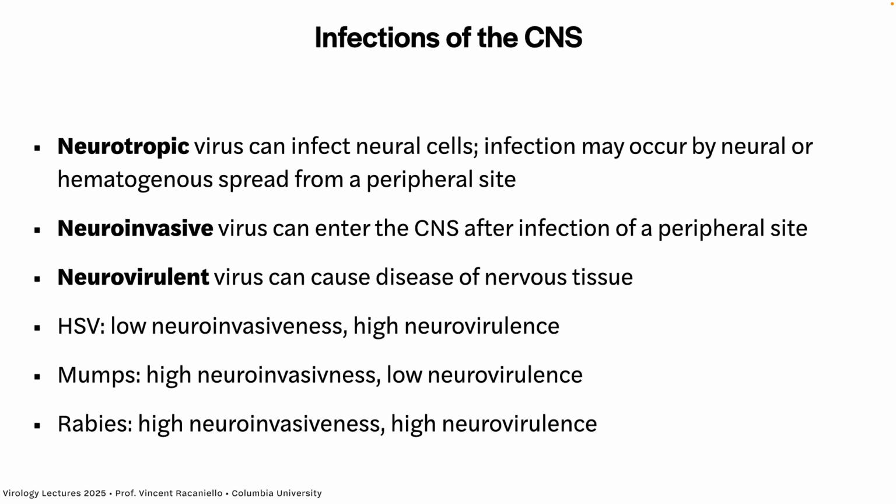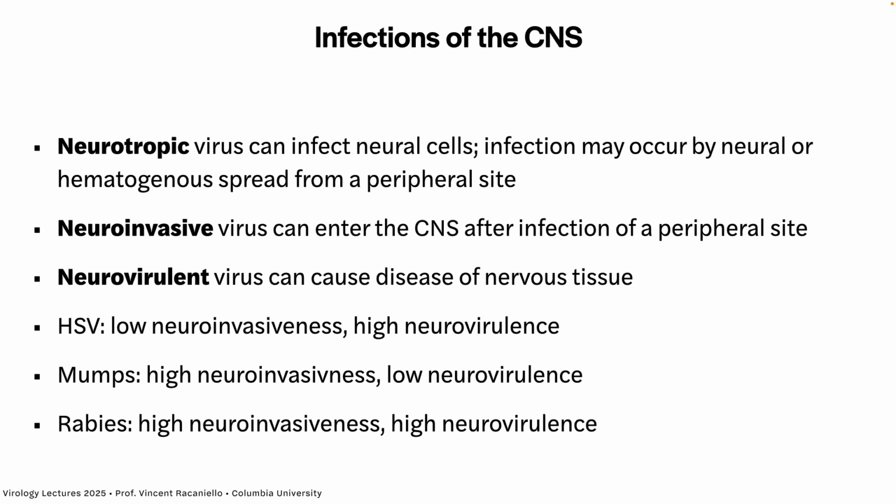Mumps has high neuroinvasiveness. So back before we used to vaccinate against mumps virus, which caused the rash disease in children, very much like measles, it entered most kids' brains. There was evidence that in most kids the virus got in the brain, highly neuroinvasive, but it didn't cause any disease. So low neurovirulence, high neuroinvasive.